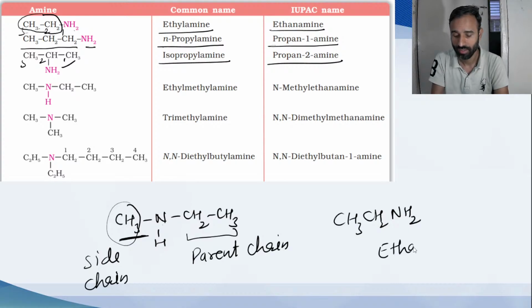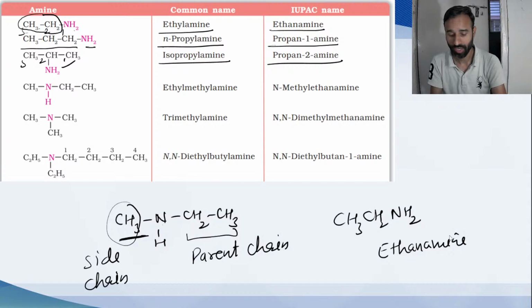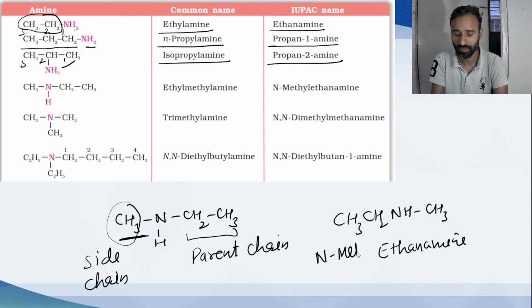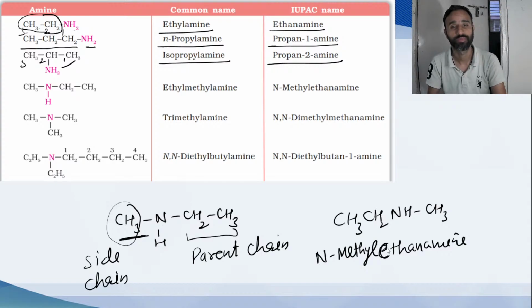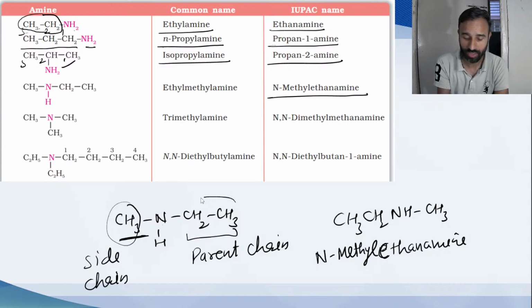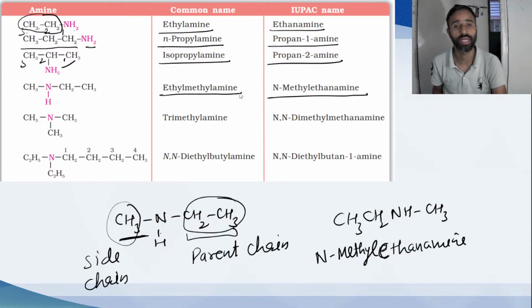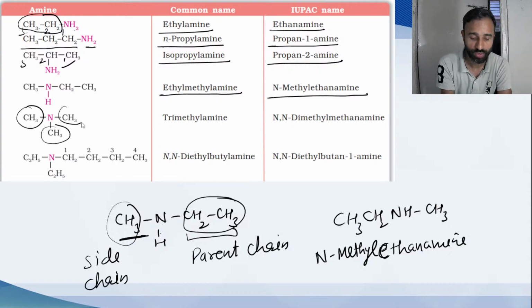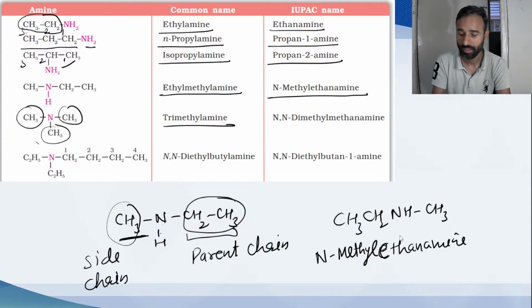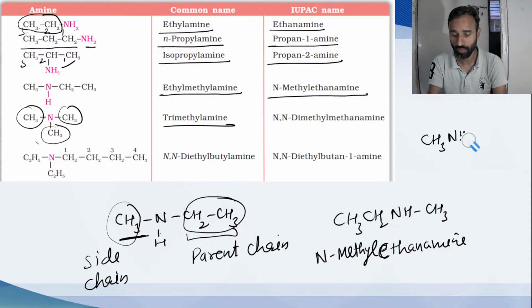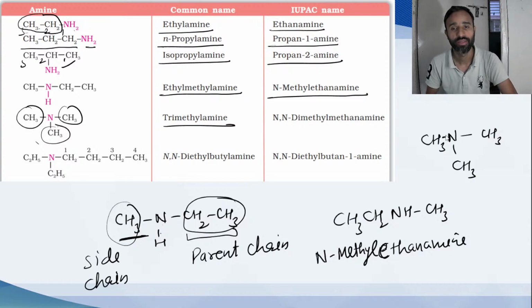What is this? Ethanamine. Now, when one of the hydrogens of NH2 is replaced by methyl, it is N-methyl ethanamine, or it is ethyl amine. Next is the three methyl groups, trimethylamine, or it is a derivative of ethanamine. Now, if one of the hydrogens is replaced by methyl, it is called N-methyl methanamine. If one more hydrogen is replaced by methyl, it is N,N-dimethyl methanamine.